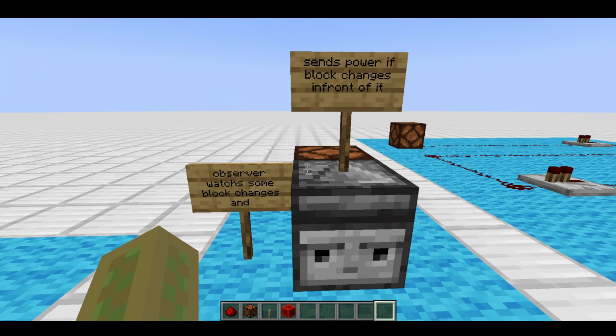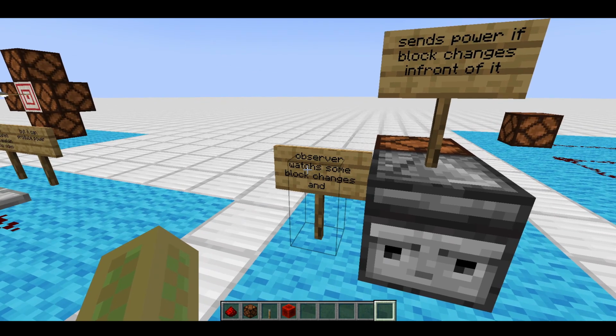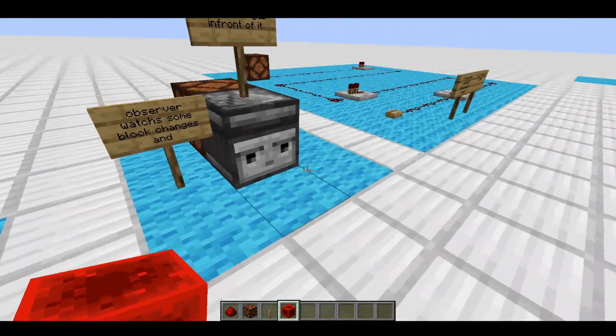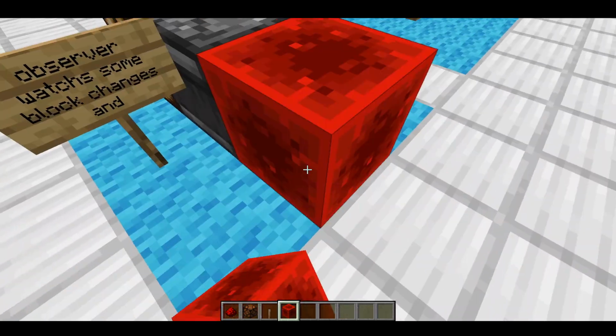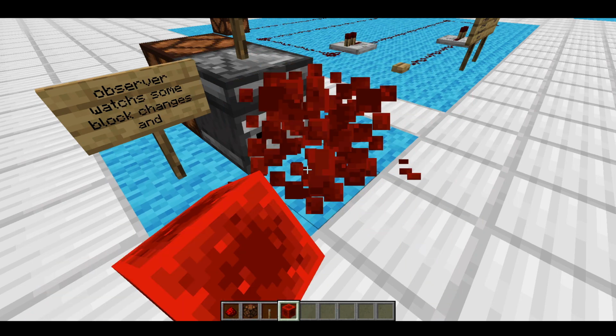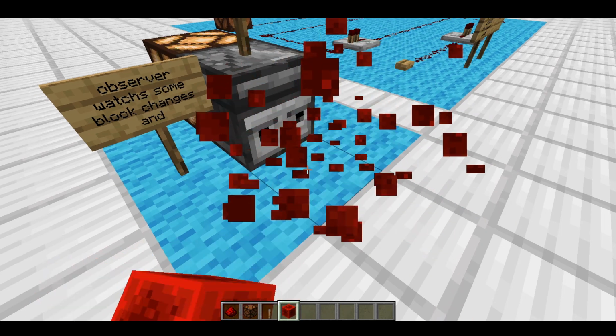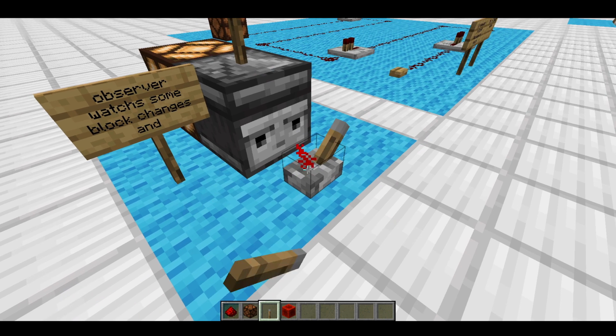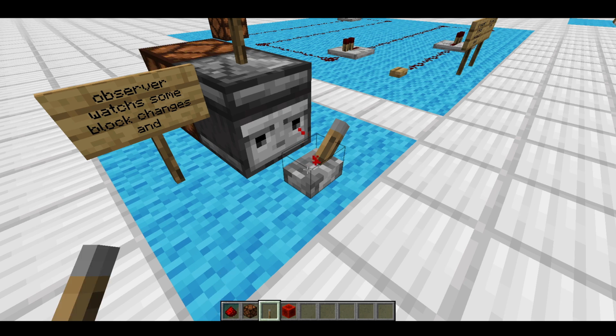Observers watch for blocks changing and give off power if blocks change in front of them. So if a block is changing in front of it, it will give off a power signal, as you see. Pretty nice. I think you can also do this with levers. Yeah, levers. See, it's detecting if the block's changing and it's activating and gives off a temporary signal.